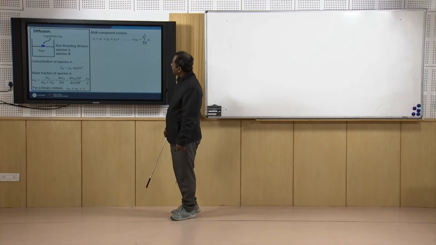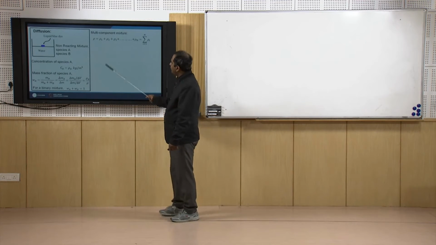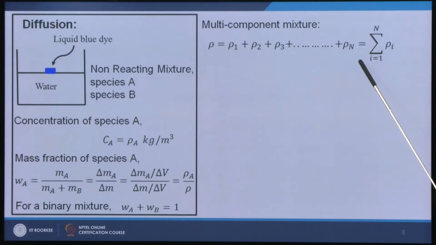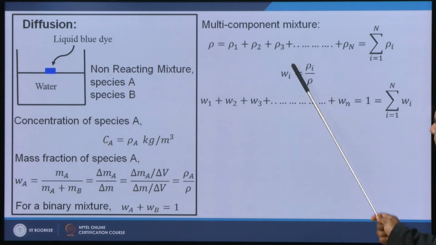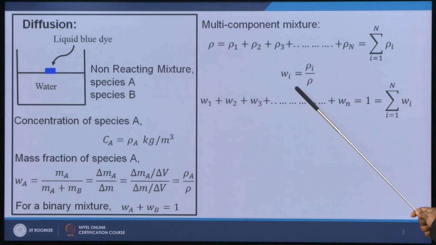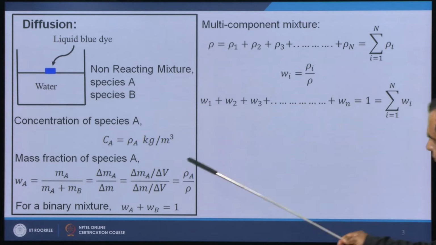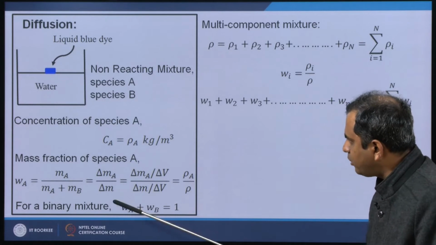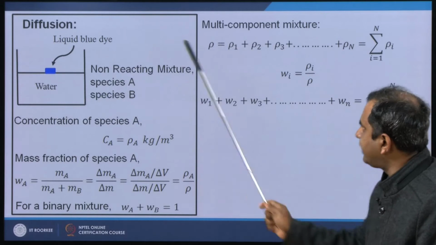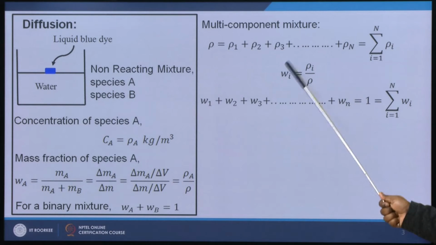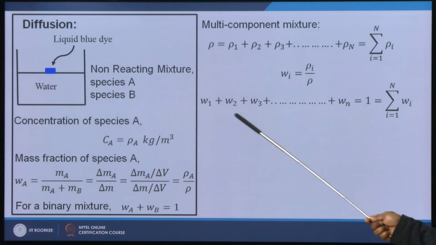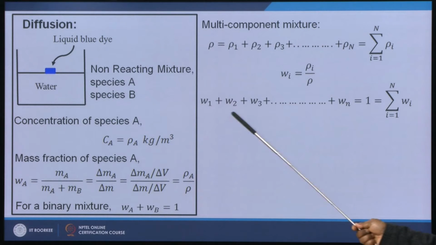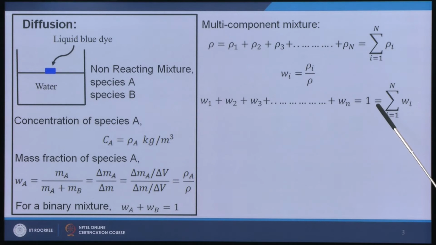If we generalize this for a multi-component mixture, then rho is the addition of all the components, rho 1 to rho n. We can write it in the form of a summation also. If we define the mass fraction as Wi, then Wi will be rho i by rho. This is just a generalization of what we discussed for the binary mixture of liquid blue dye and water. So, this is the generalization for a multi-component fluid, where Wi is rho i by rho. And if you proceed further with the summation of W, you will find that the summation of all the species mass fractions is equivalent to 1.